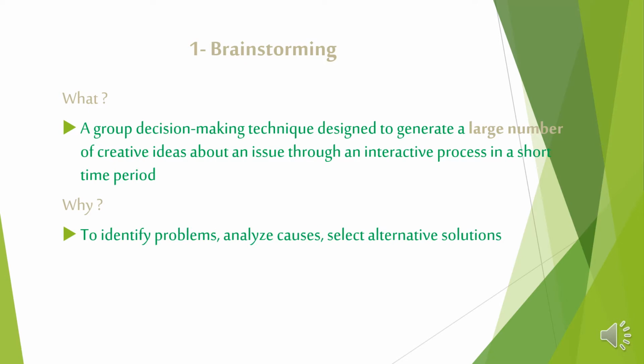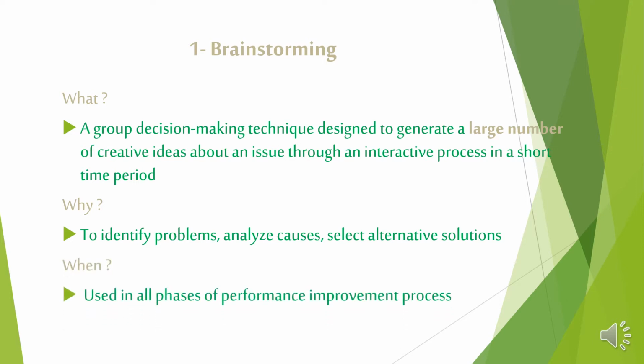To identify problems. If we need to know what the most important problems we are facing in our facility are, or to analyze the causes. If you have a problem and you want to know the real causes for it, or some causes of it, or almost all causes of the problem, you should use the brainstorming technique or tool. Or selecting the alternative solution, finding the solution of a problem, you can also use brainstorming. When to use it? We will use brainstorming in every single phase during the improvement process: know the problem, identify causes, or identify the solutions.